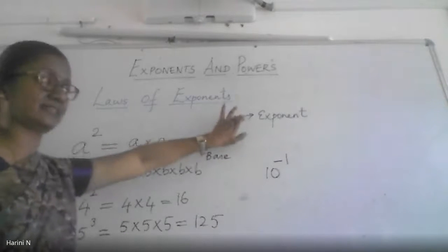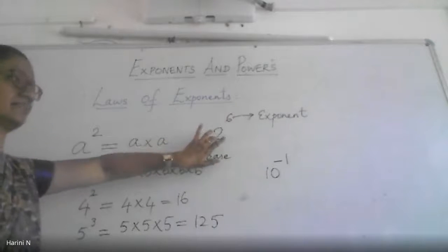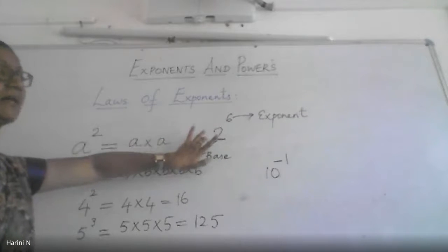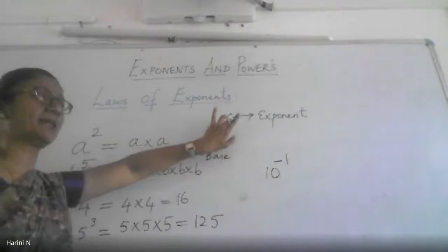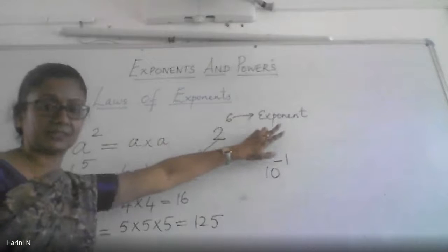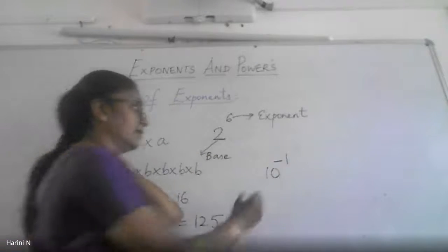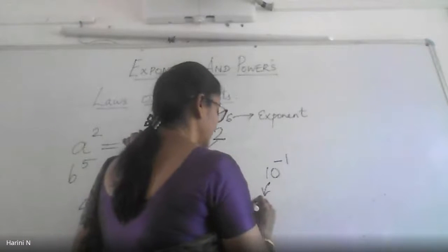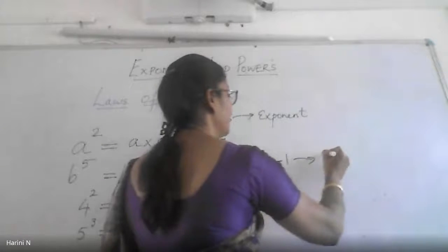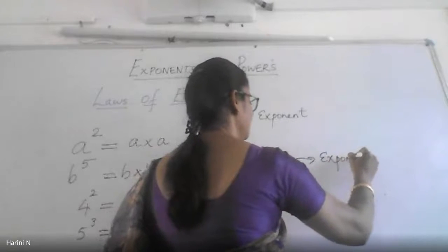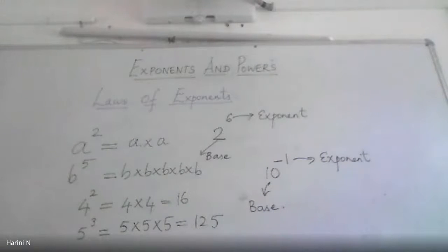2 to the power 6. When I say it is 2 multiplied 6 times, that means the base, the number which is getting multiplied, is called the base, and the number of times it is getting multiplied will be called the exponent. Now in this case, 10 to the power negative 1, my 10 will become the base. That is the number which is getting multiplied. And my negative 1 will become the exponent.